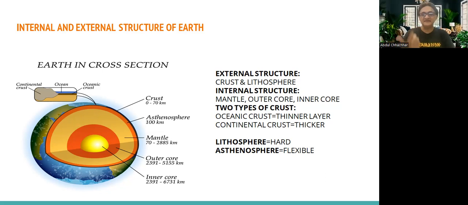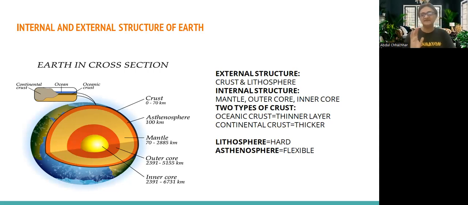But what are these layers that we consider the external structure of Earth? First, important thing, there are three main layers. Number one, crust, mantle, core. Again, we have two subparts of the crust, asthenosphere and lithosphere. We have two parts of the mantle, upper mantle and lower mantle. We have two parts of the core, outer core and inner core. You must know how much they are in depth.